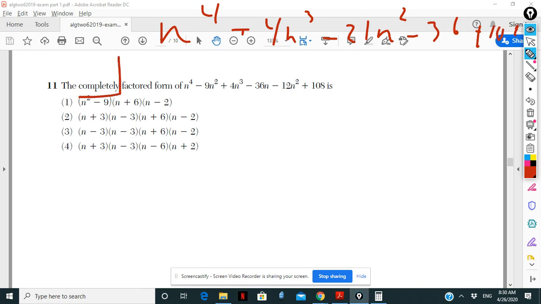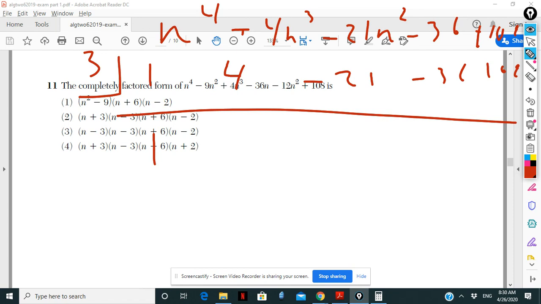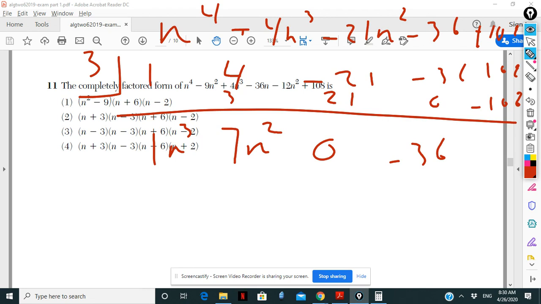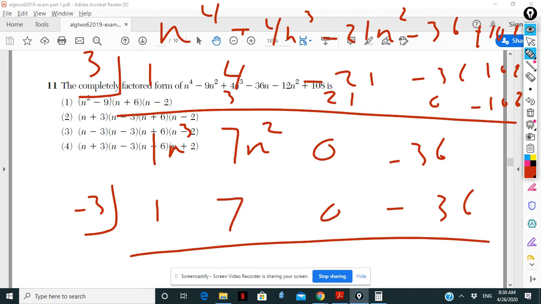Now I'm going to divide by 3, 1, 4, negative 21, negative 36, 108. Now 1 goes down, 3, 7, 21, 0, 0, negative 36, negative 108, and that's going to be n cubed, n squared, and that's the number. So I'm dividing by negative 3, 1, 7, 0, negative 36. The 1 goes down, negative 3, 4, negative 12, negative 12, 36.